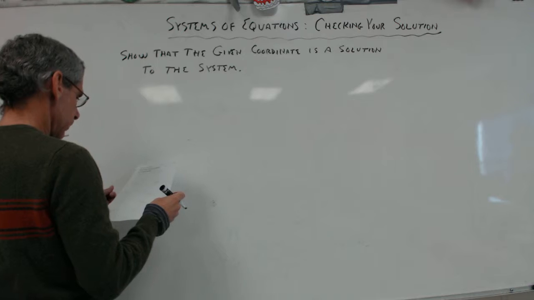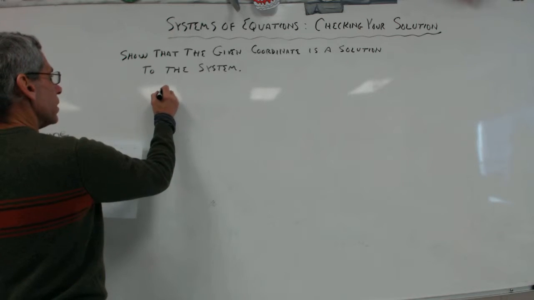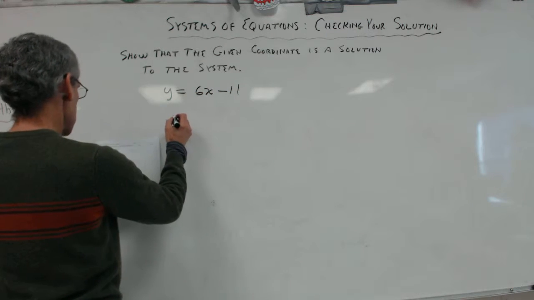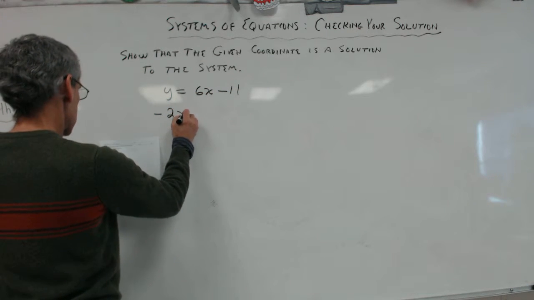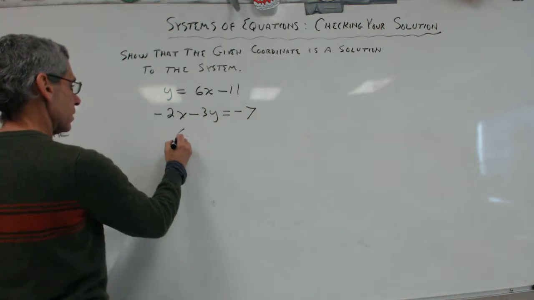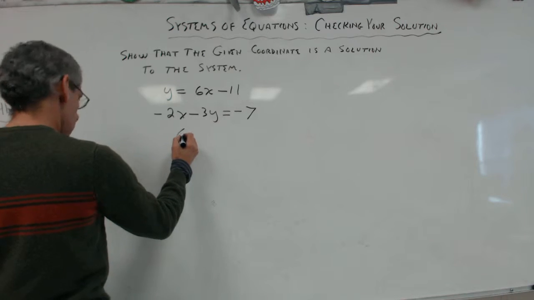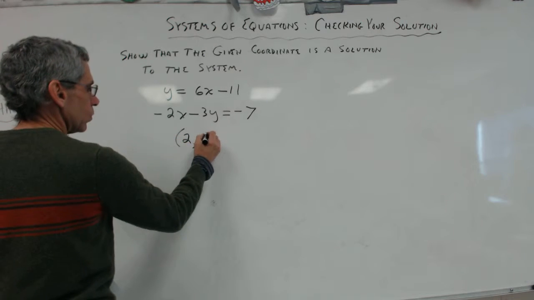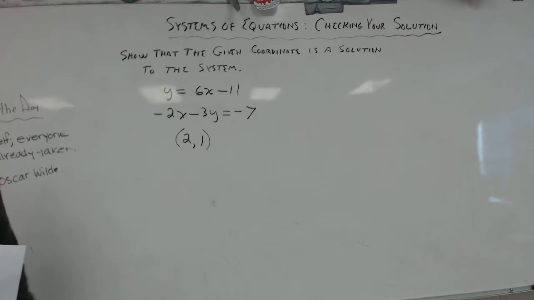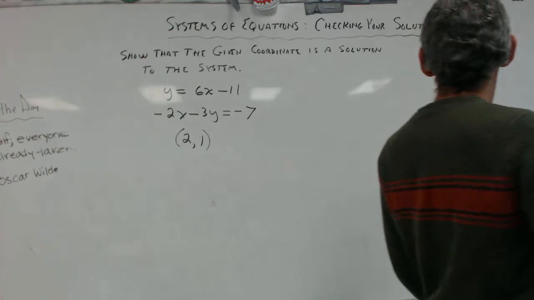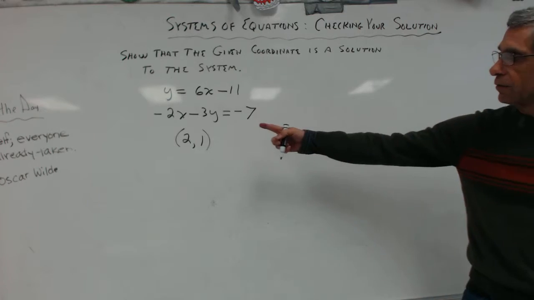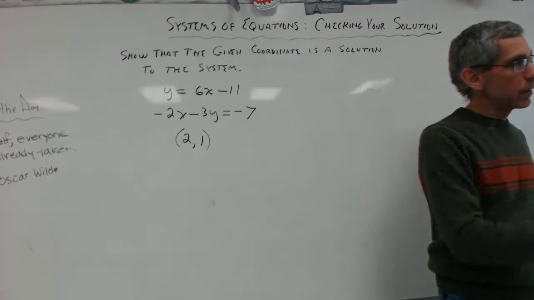And I would say, let's do this one. y equals 6x minus 11 and negative 2x minus 3y is equal to negative 7. And the point is, let me think, (2, 1). All right? Okay, wait, just hang on. It says negative 2x. Yes, but just hang on.